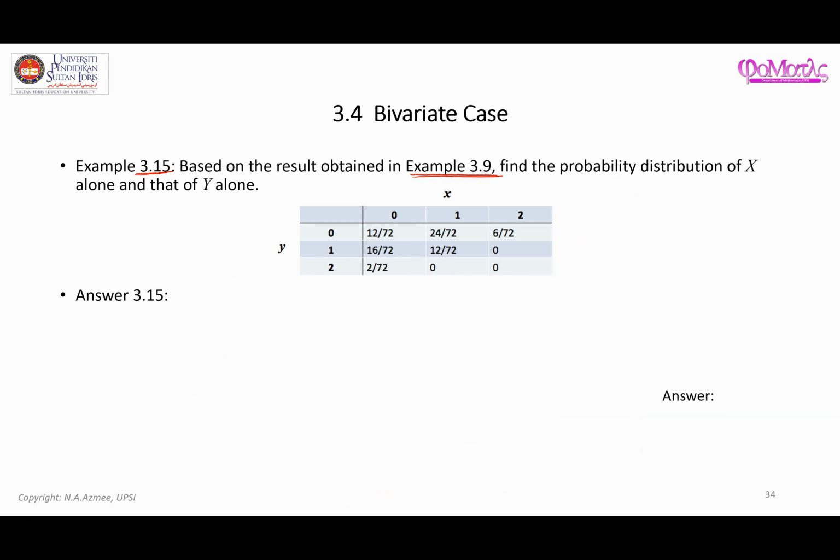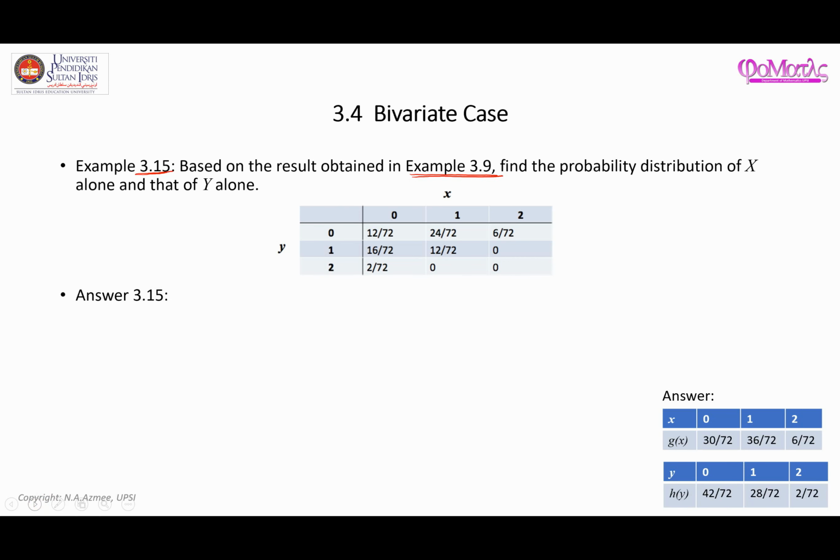Now if you don't remember what example 3.9 is all about, you can go back to those examples, but let me just tell you what it is all about. In example 3.9, we had a problem of creating the joint probability mass function, or joint probability distribution, for f(x,y), where x represents the number of aspirin and y represents the number of sedative.